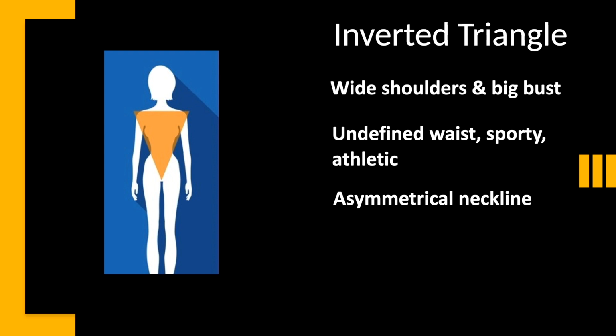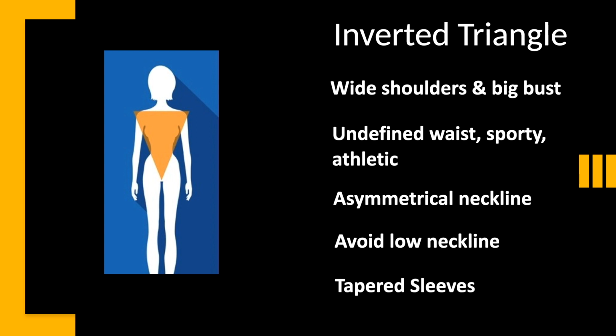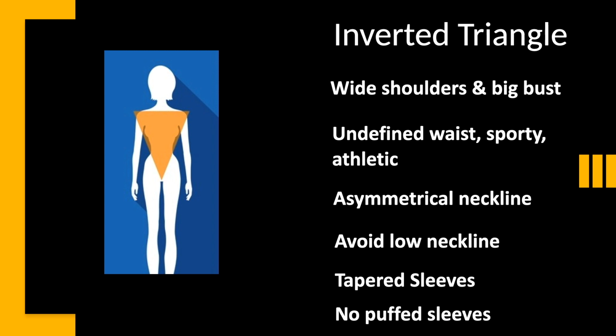For asymmetrical styles, basically you just need to show that both shoulders are unbalanced. When you dress up, you can have one shoulder higher than the other on the necklines, and also avoid low necklines and try to go for tapered sleeves. Avoid having too much detail at your sleeve area or having puff sleeves.